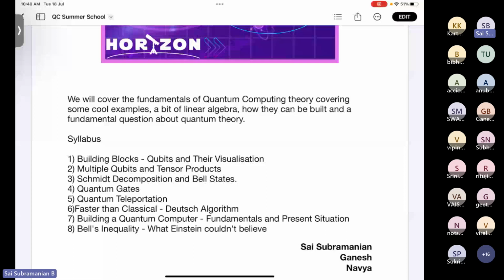And lastly, since we have been doing 2 sessions on quantum physics, I thought we'd finish with something slightly philosophical in Bell's inequality and about the thought process and the unusual nature of quantum mechanics and what puzzled a lot of people, including Einstein. All right, so that is the plan for the session. And let's get started.